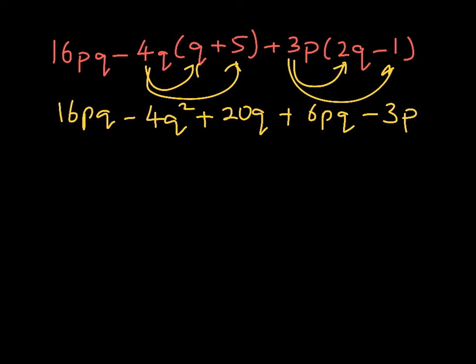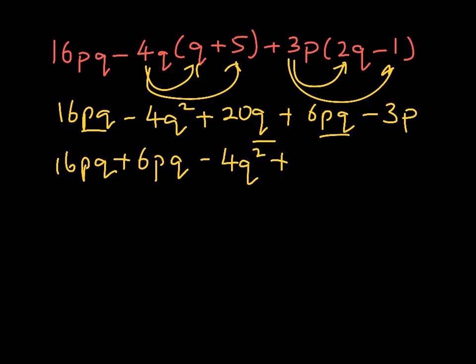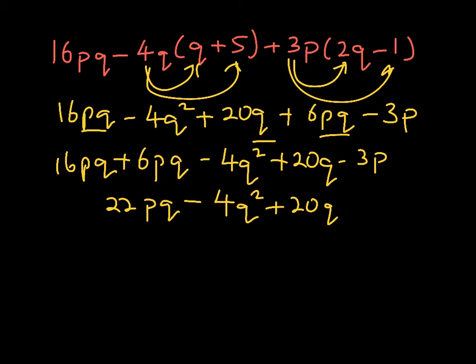Now we can collect like terms, so the pq's. We don't have another q squared, so that's going to be 16pq plus 6pq minus 4q squared plus 20q minus 3p. So 16pq plus 6pq gives us 22pq minus 4q squared plus 20q minus 3p.